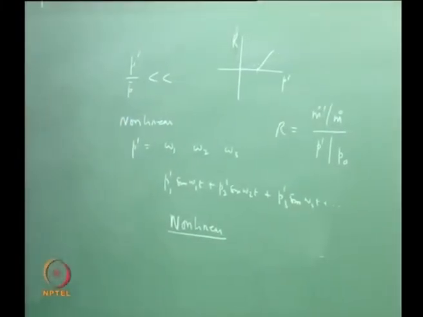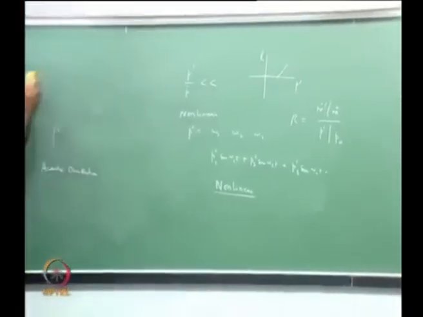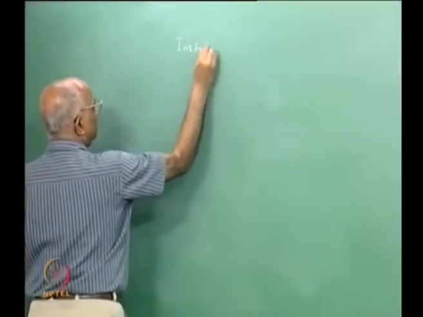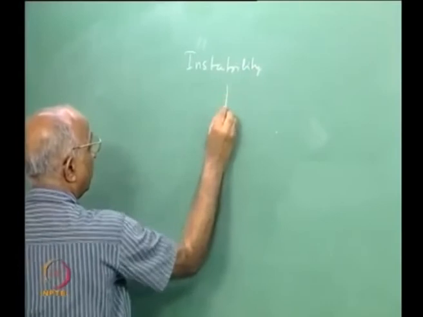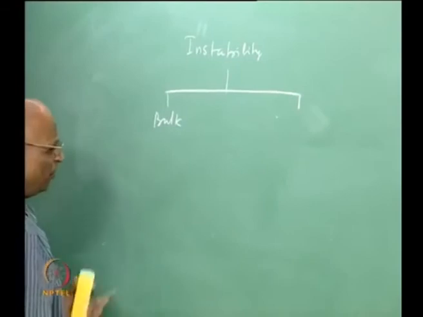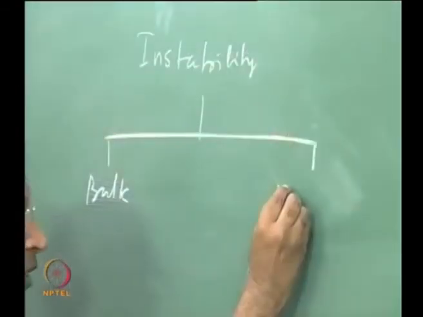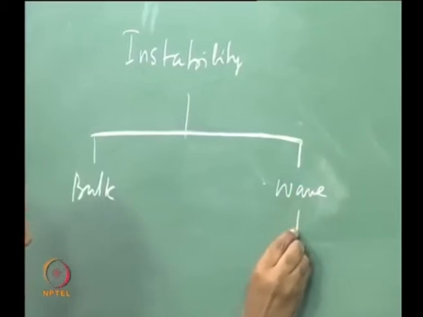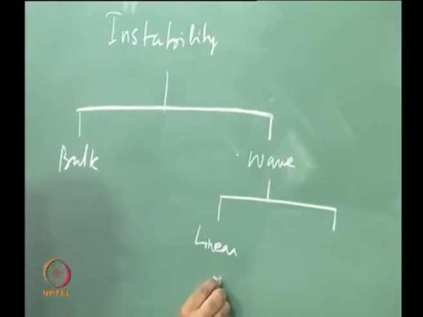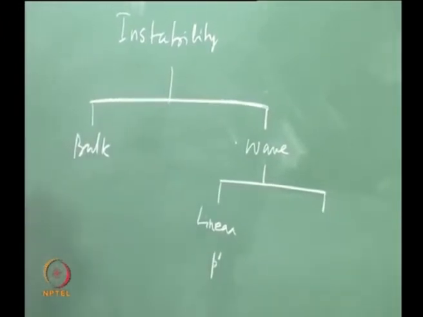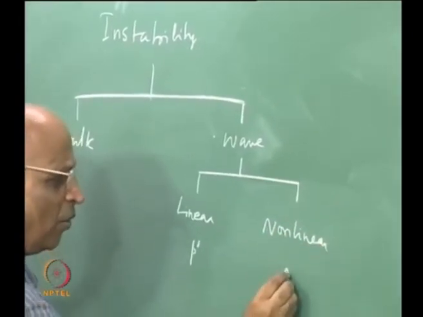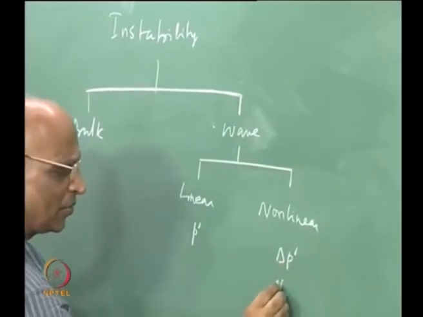Therefore, let us now put the whole thing together: we can characterize combustion instability as happening from bulk mode oscillation. We have covered enough of that. We say it could be in the wave mode, and it could be in the linear mode, wherein I am talking of small threshold values of pressure which excite it, or non-linear, wherein a definite value of delta p prime is required to start an oscillation.